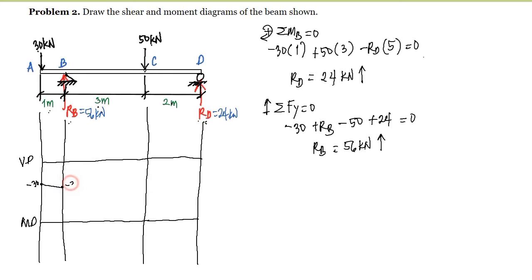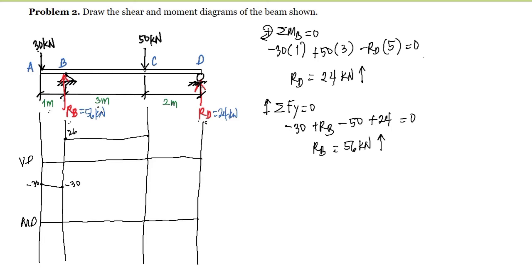This is negative 30. And at point B, we have the reaction 56 kilonewton upward. So we have negative 30 plus 56. That is equal to 26 kilonewton. So we have here 26 kilonewton. And we don't have load between B and C. So constant lang itong 26 kilonewton hanggang sa point C.